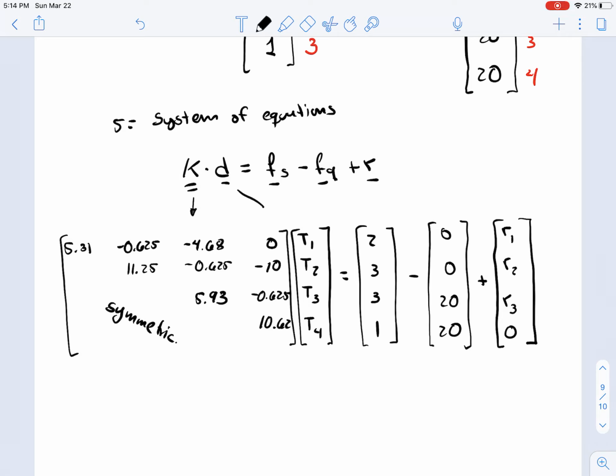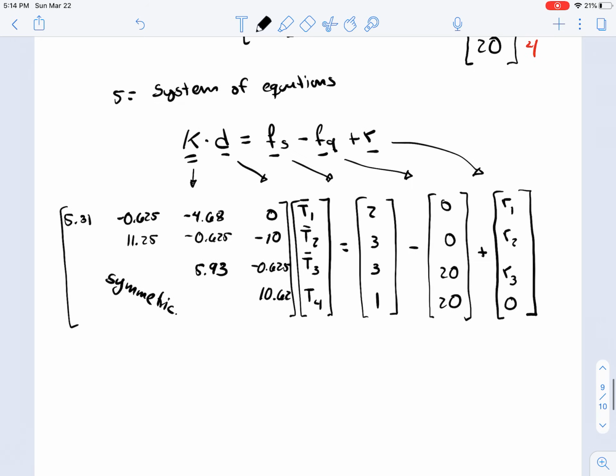Again, this is the K, the value of the temperature, the force term due to the source, the force term due to the flux, and then the reaction fluxes. And I know this one I can replace. This T1, T2, T3 are going to be 0. So how do I solve this? I can do the matrix partitioning.